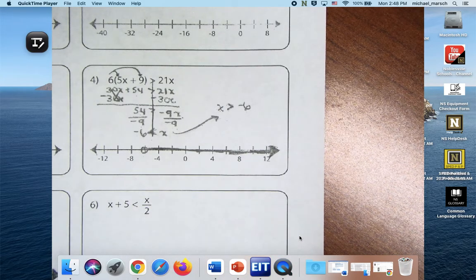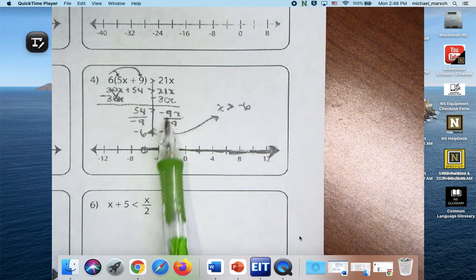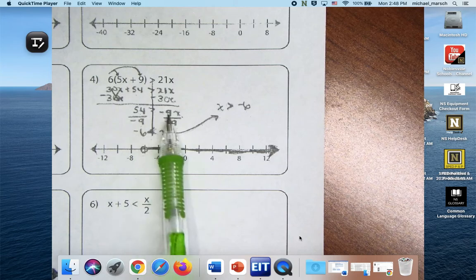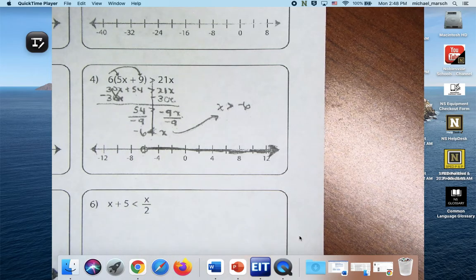Joshua, why did you flip the sign? Because I divided by a negative here. Right? So if you look up on the board what we did at the beginning, if you divide by a negative, you have to flip the sign.